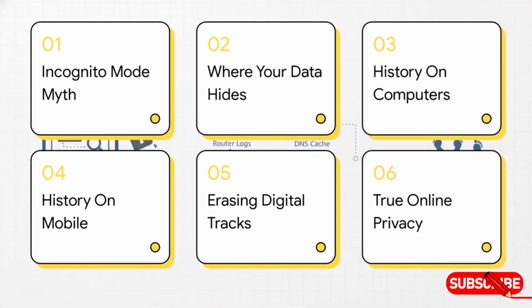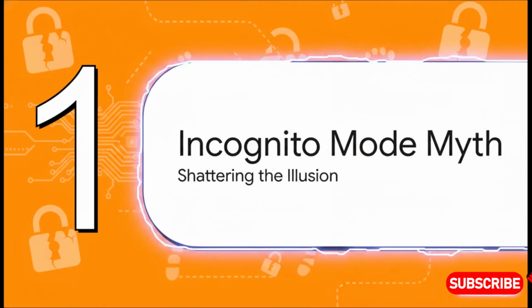Here is our roadmap for today. 1. The incognito myth. 2. Where your data hides. 3. Viewing history on computers. 4. Viewing history on mobile. 5. Erasing your digital tracks. And finally, 6. Achieving true online privacy. Let's jump right into Section 1, the incognito mode myth, shattering the illusion.